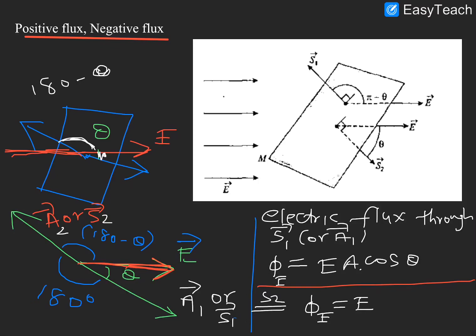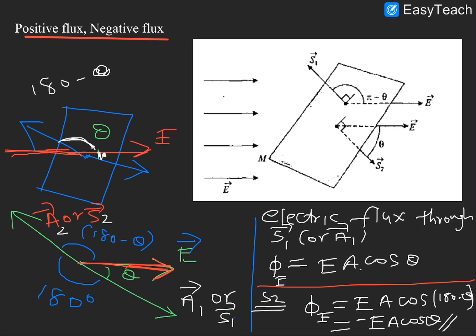Now in the second case, E into A into cos of, what is the angle? Angle is not theta but 180 minus theta, isn't it? So what is cos of 180 minus theta? That is minus cos theta. So you will get E A cos theta with a minus sign. Why is there a minus sign? Because cos of pi minus theta is minus cos theta, so there is a negative sign.